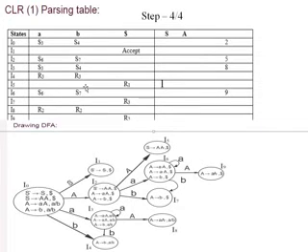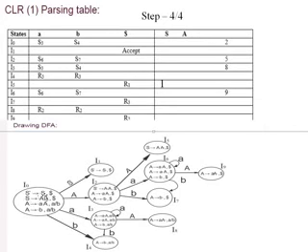So in the parsing table we are constructing, we have three columns. The first column indicates the states. The second column indicates the terminals we have: small a, b, and dollar. The next column indicates the non-terminals: capital S and capital A are the non-terminals I have. So now let's start the task.